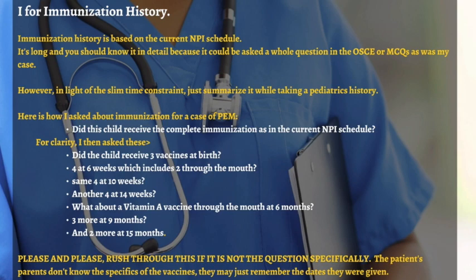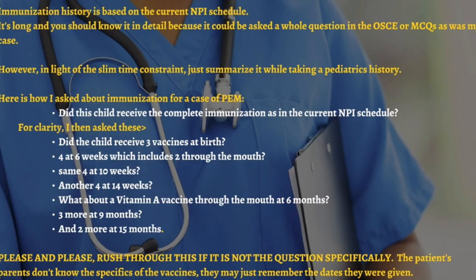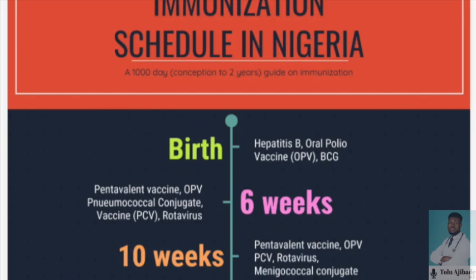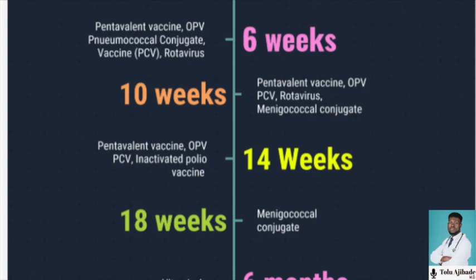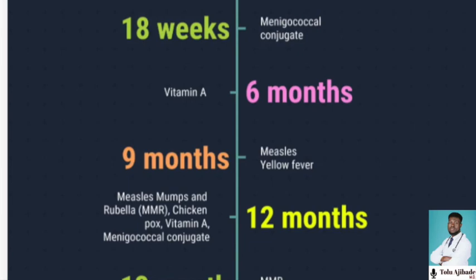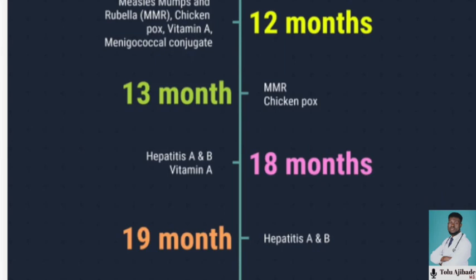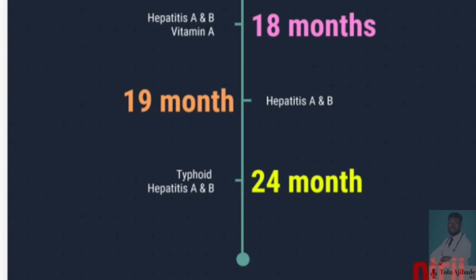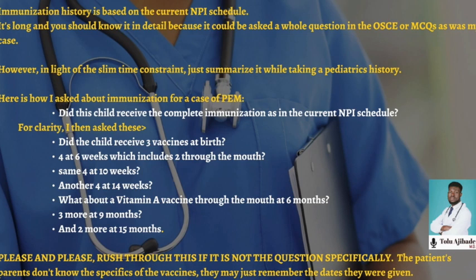So immunization history is based on the current NPI schedule. It's long, and it could have changed for your exam, so you need to learn the NPI schedule in detail. Detailed knowledge of it will be necessary in case you're asked in the MCQ section of the exam, and sometimes the NPI schedule could even be a question in the OSCE. But for the clerking part, in light of the time constraints you have, you should just summarize it while taking a pediatric history.